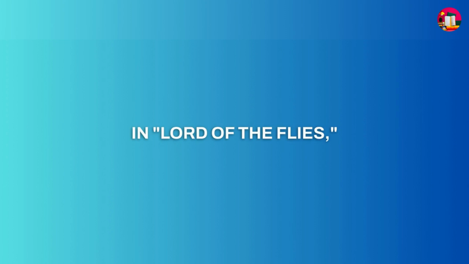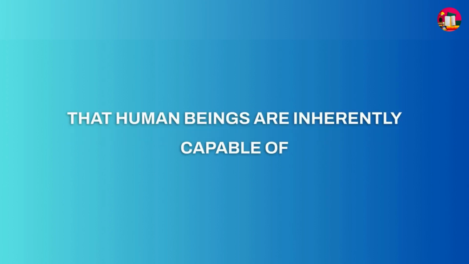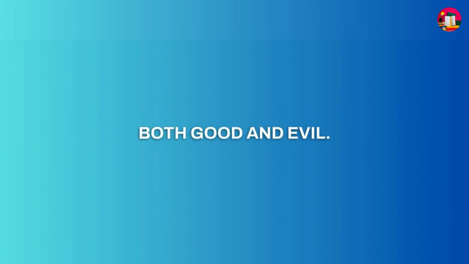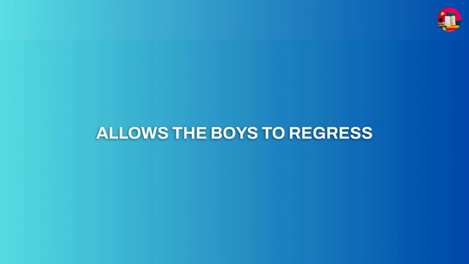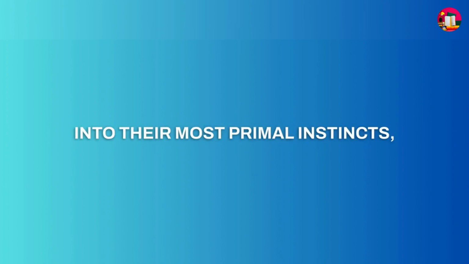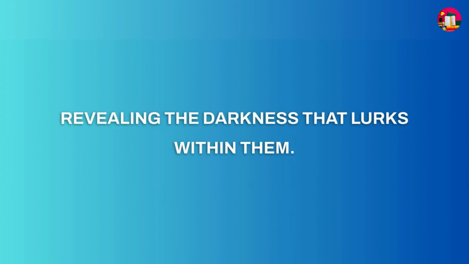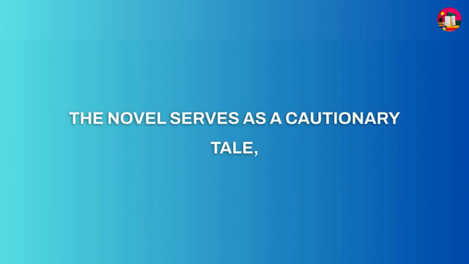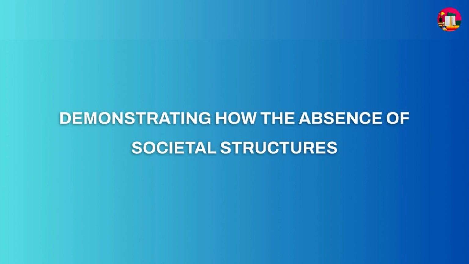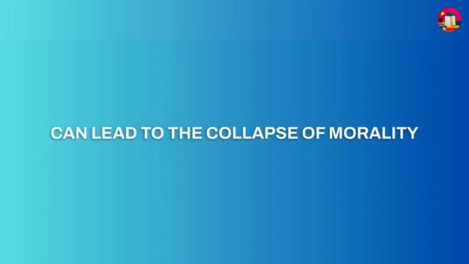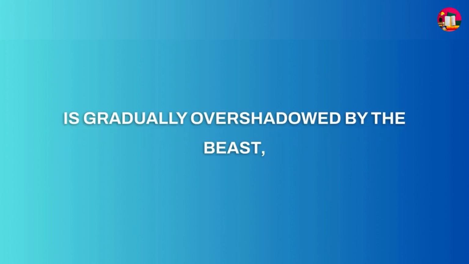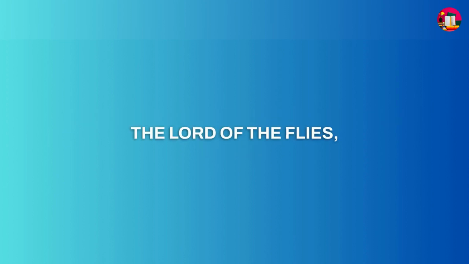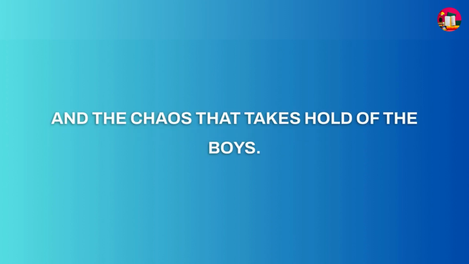In Lord of the Flies, William Golding explores the idea that human beings are inherently capable of both good and evil. The isolated environment of the island allows the boys to regress into their most primal instincts, revealing the darkness that lurks within them. The novel serves as a cautionary tale, demonstrating how the absence of societal structures and adult authority can lead to the collapse of morality and the rise of brutality. The conch shell, symbolizing order and civilization, is gradually overshadowed by the beast, the Lord of the Flies, and the chaos that takes hold of the boys.